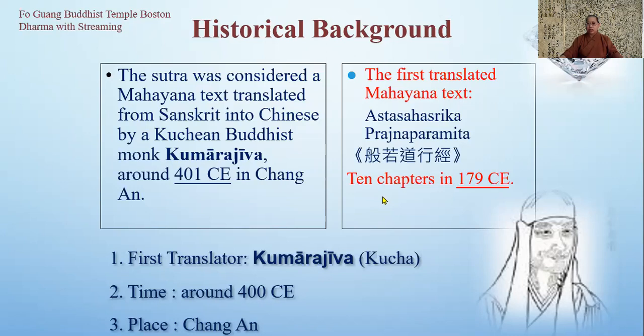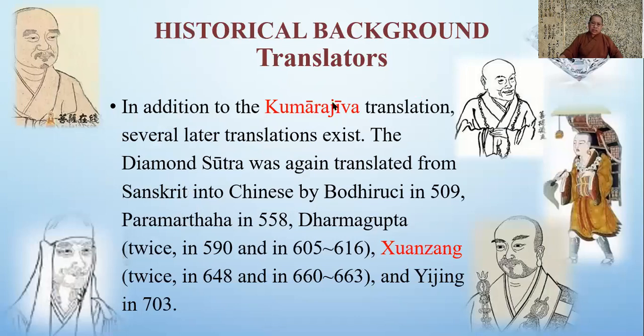And in the Chinese text, the first translated Mahayana text called the Ashta Sahasrika Prajnaparamita, called the Daoxing Jing, Guorue Dao Xing Jing, in 179 CE. The first translator called Kumarajiva Kucha, the time is 400 in Chang'an. So besides Kumarajiva as the great translator, there are several later translations. So translation is not just one type of translation, just one.